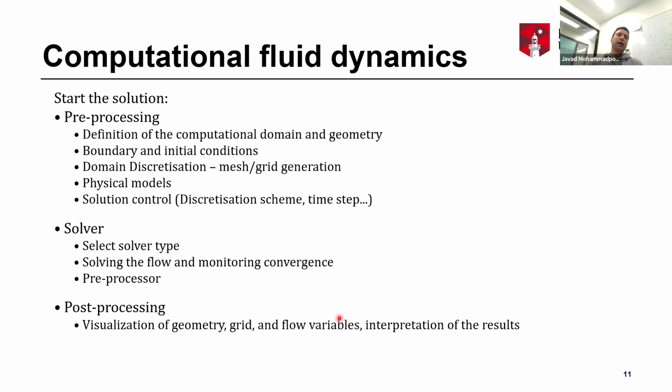It's like a loop. Once it meets the requirement, you can reach your final solution. And also you have the pre-processing, processing, and the last one is the post-processing. It means that your solution is complete, and now it's time to visualize the geometry, the grid, and all of the variables, flow variables, heat variables, and you need to interpret and evaluate all of the results as an expert.